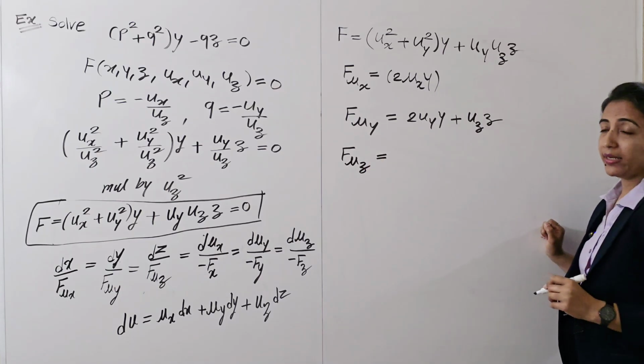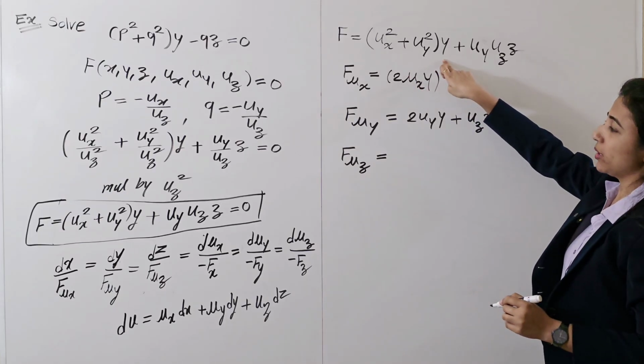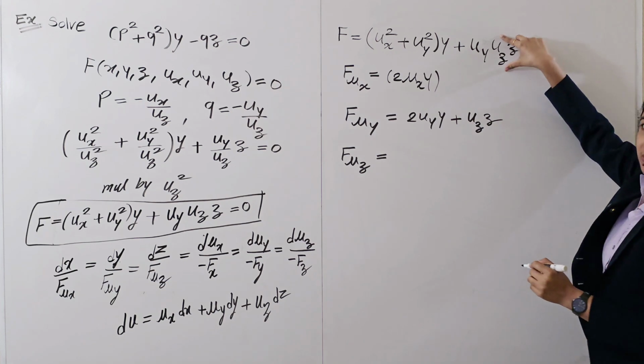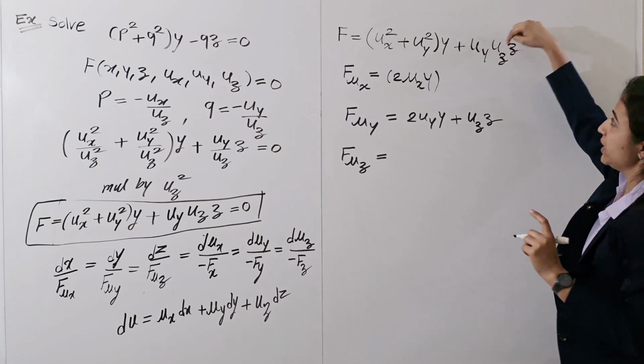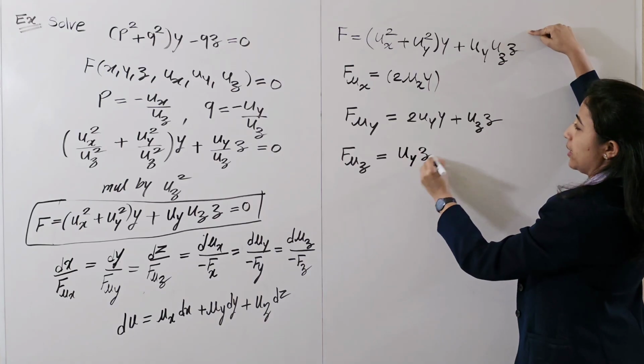So if we find the derivative of the function with respect to z, u_z is not contained here, but this second term is contained. So the derivative of u_z with respect to u_z is 1, and the multiplication term remains as it is, that is u_y z.